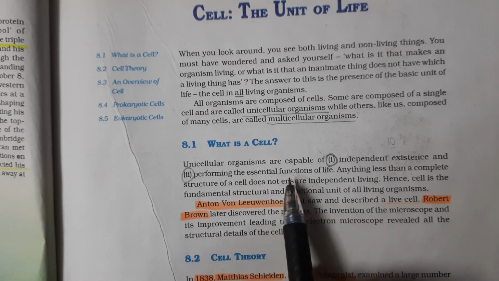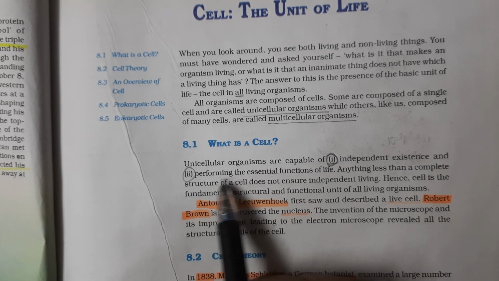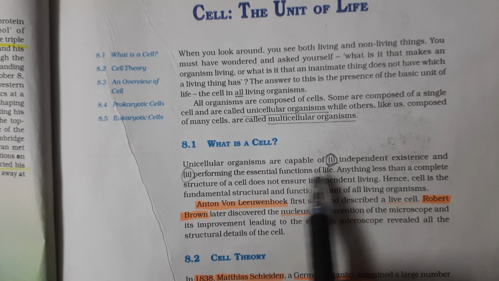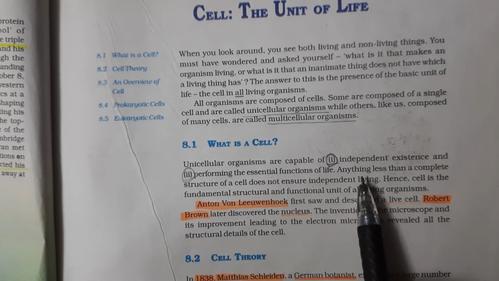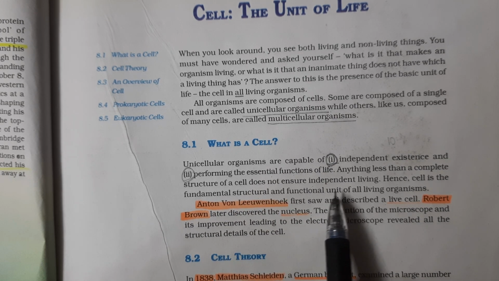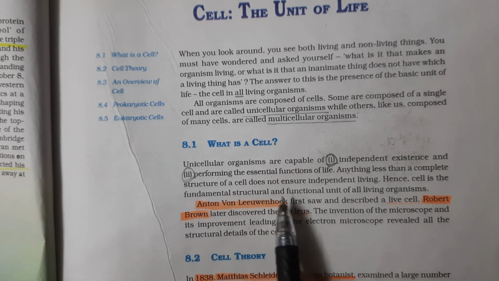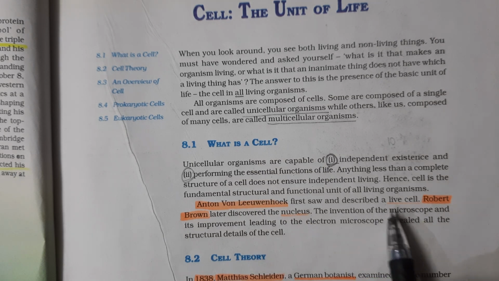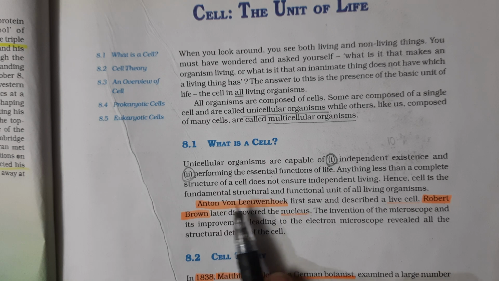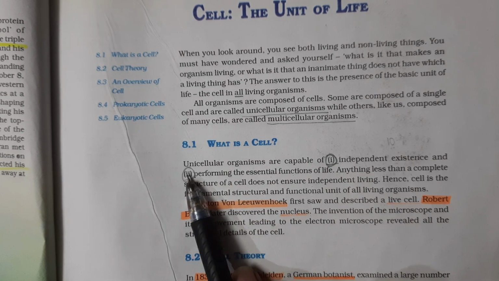Unicellular organisms are capable of independent existence and performing the essential functions of life. So, a single cell can do both these functions. Anything less than a complete structure of a cell does not ensure independent living. Hence, cell is the fundamental, structural, and functional unit of all living organisms. So, a question is asked that why is cell the fundamental, structural, and functional unit of all living organisms? And these 2 points are to be stated.